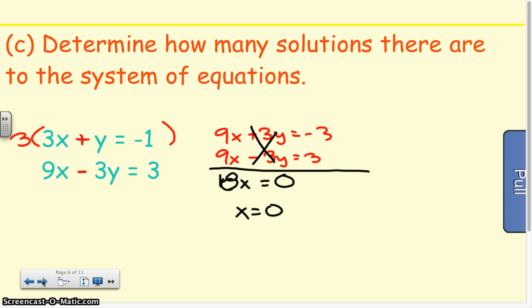So this is going to be a one solution. Notice I can tell that because my x didn't cancel. You're going to get a no solution or an infinite solution when both of the variables cancel out.